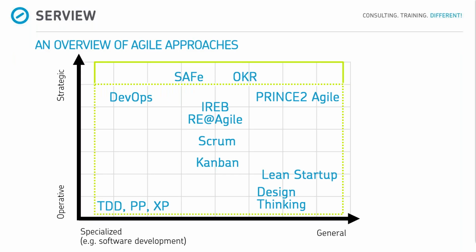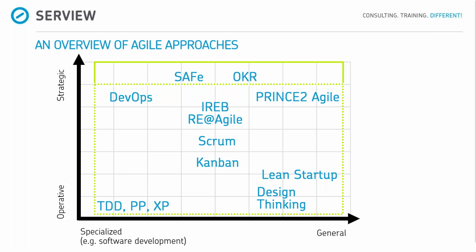So I will share my laser pointer so that you can see what I'm talking about. Here you can see different Agile approaches. On the left side, you can see Agile approaches which are used in the software development. On the right side, you see methods and frameworks you can use in any vertical, not only in the software development. Down here, you see Agile approaches for the operative field, and up here you see Agile approaches for the organizational or strategic field.